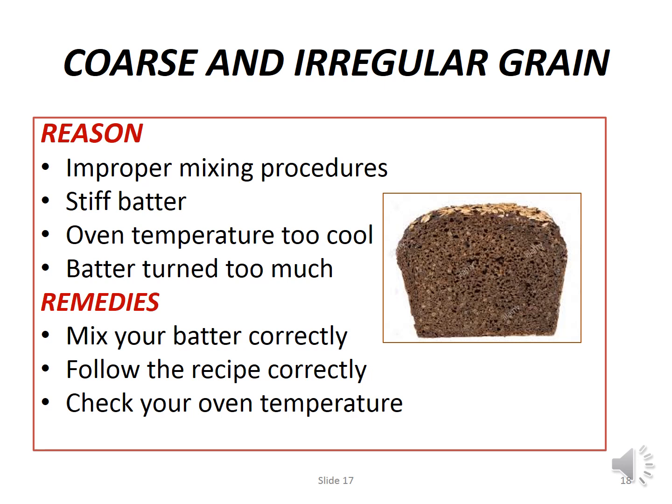Coarse and irregular grain. The size of the air cells is not proper. It happens when mixing is not done in the precise manner. Batter is stiff, oven temperature is cool, batter that has been turned too much. Therefore, we should mix the batter correctly, we should do the creaming very well, we should follow the recipe correctly, and baking should be done at the proper temperature.